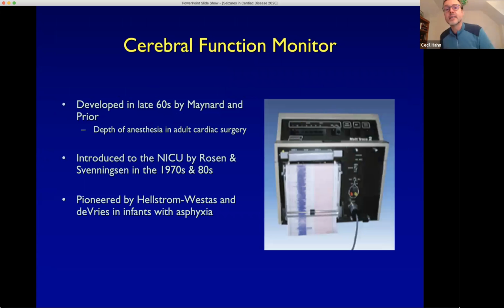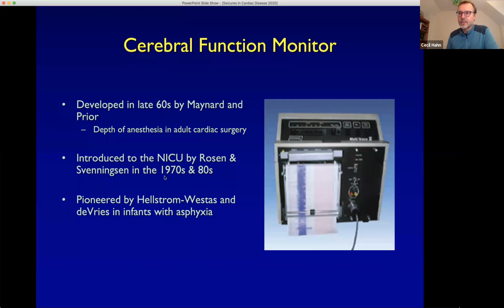Okay, in the last 5 minutes or so, I just want to tell you a bit about cerebral function monitoring or amplitude integrated EEG. How many of you have heard of CFM or AEG? Raise your hand. Okay, looks like not too many of you. So this is a technique that's actually starting to, I see, okay, a couple of you, great. This was an EEG-based brain monitoring device developed actually back in the 60s to measure depth of anesthesia during adult cardiac surgery. And then it was actually introduced into the neonatal ICU in the 70s and 80s, and is now in wide use in neonatal ICUs throughout North America and Europe.